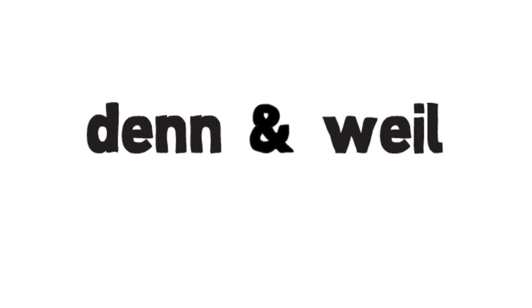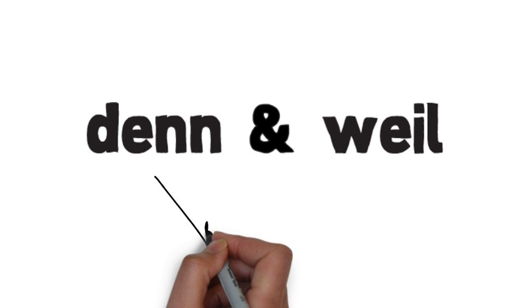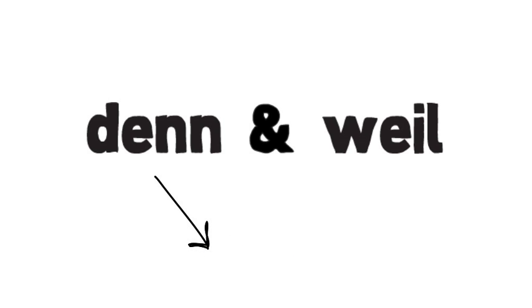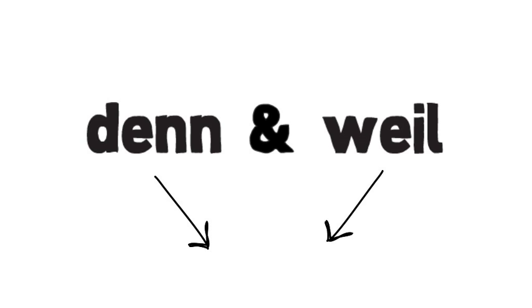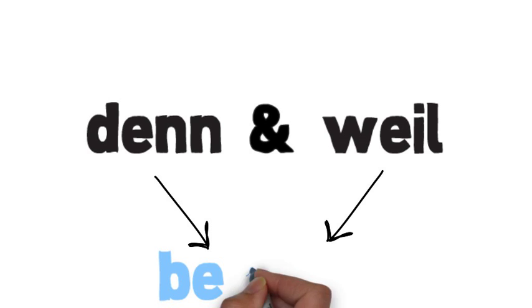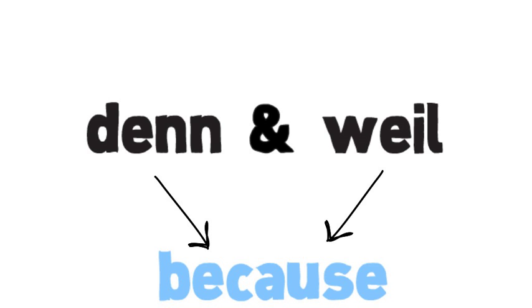Today's topic is two conjunctions, denn and weil. Both of these words mean the same thing when translated to English. They both mean because. So they are almost interchangeable in terms of their meaning. However, they don't work the same way grammatically, so that will be the focus of today's video.